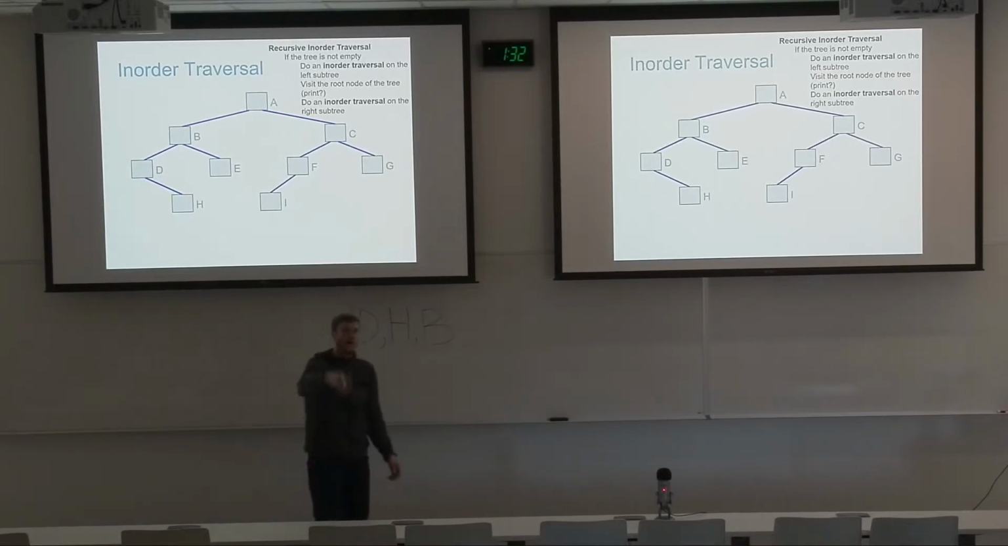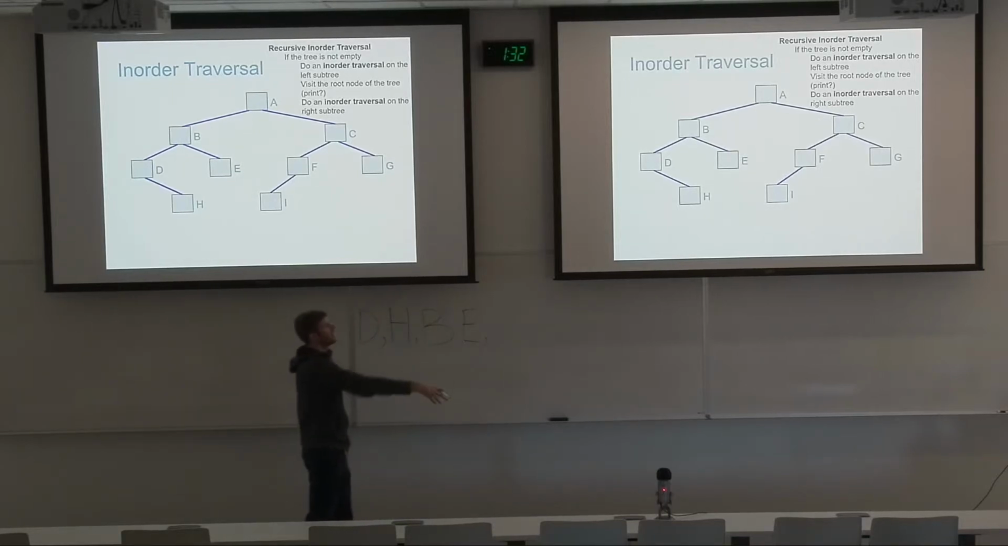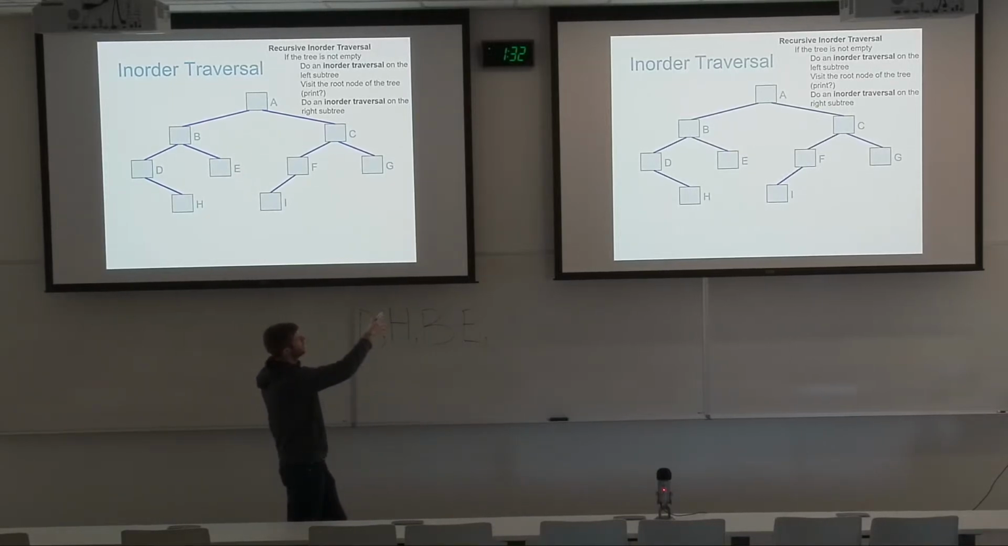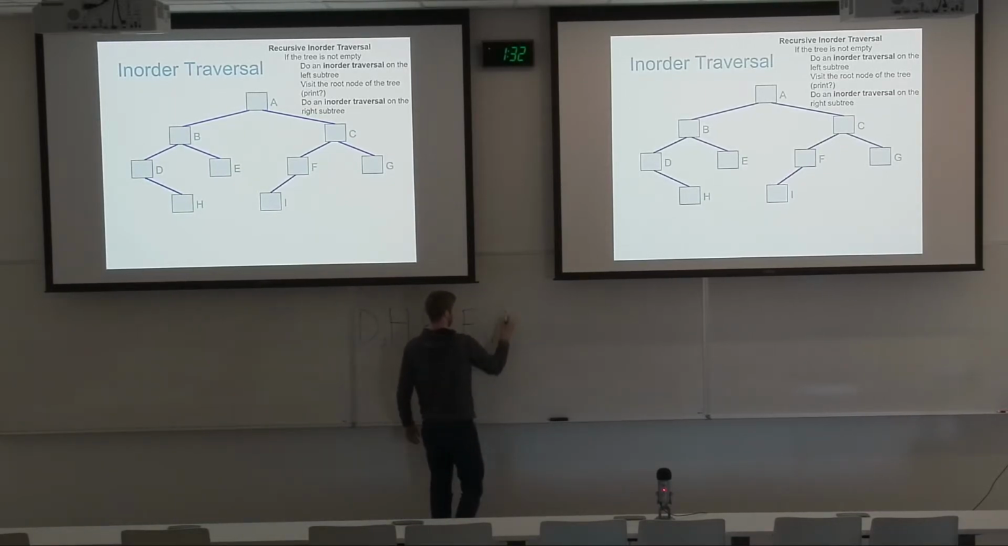Then I go to the right subtree, go to the left, nothing there. Return to E, print out E. Go to the right, there's nothing there. Return, return. So now I finished the B subtree and I return to A. Now I can print out A because I finished the left subtree.